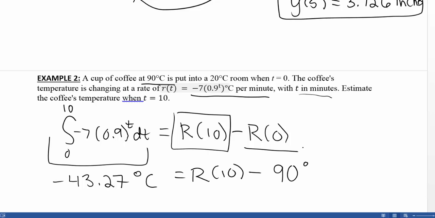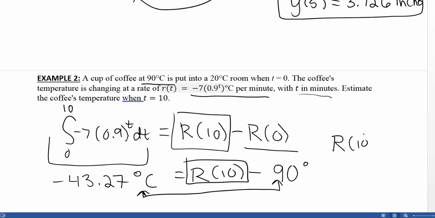So now I have the temperature of the coffee at time 10 minus 90 degrees Celsius, our starting coffee temperature. So what we're going to do is add 90 over to the other side so that we have solved for R of 10. So the temperature at time 10 is going to be 90 plus -43.27. So if we add the 90 over, remember we have to add it because it's subtracted on the right. So when we add that over, we're going to get 46.73 degrees.